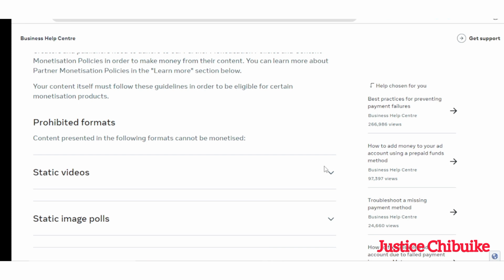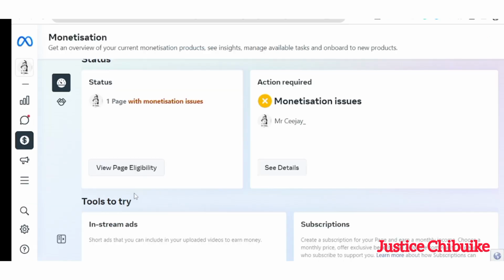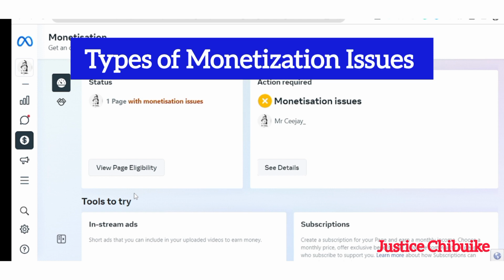I went into details because many people don't know about this. The information is there, but many people go on to violate these rules. So these are the things that cause monetization issues. So without wasting much of our time, what are the types of monetization issues?